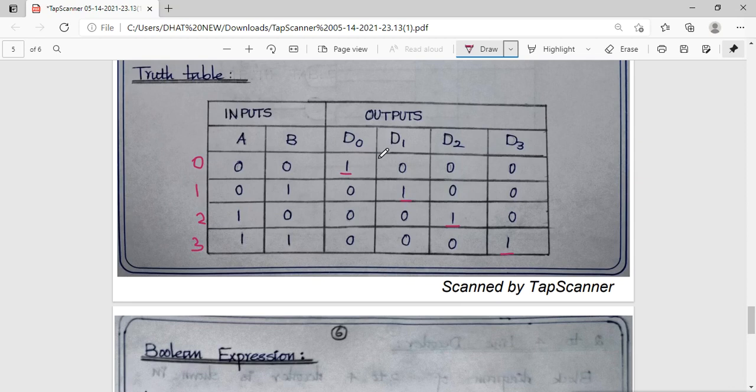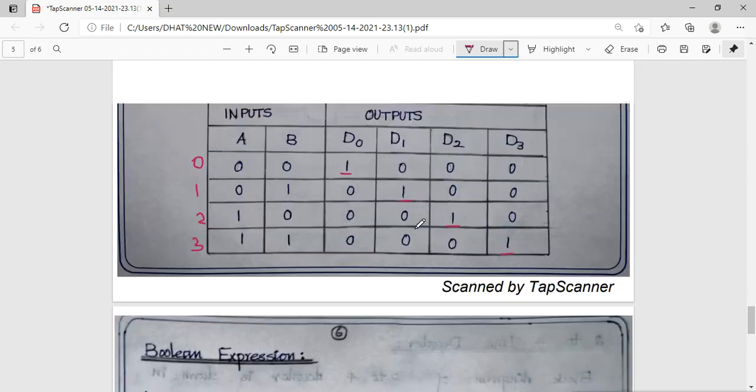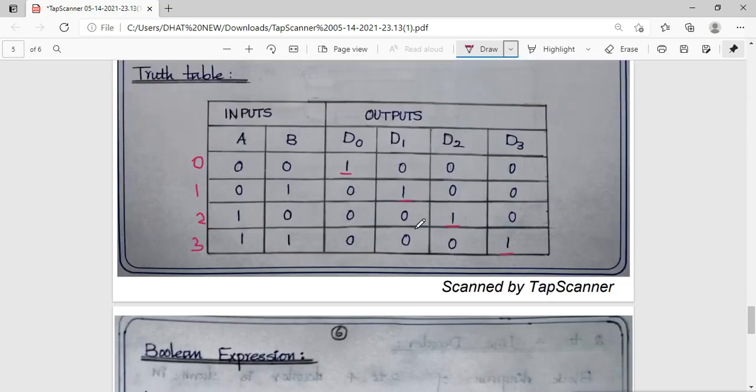Now we will write the Boolean expressions for D0, D1, D2, D3. Here we have 4 output lines, so we have to write 4 Boolean expressions. In the encoder we had three output lines, that is x, y, z, so we wrote just 3 Boolean expressions.